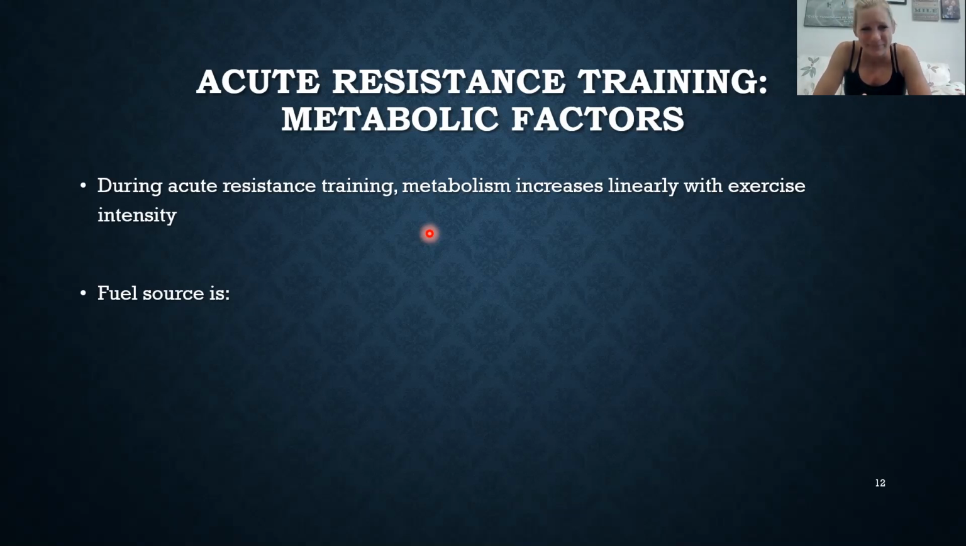So anyway, there is an increase in overall caloric expenditure with an increase in intensity, just like what we would see with aerobic exercise. One major difference that we see with resistance exercise is our fuel source is exclusively carbohydrates. We're absolutely relying on carbohydrates as our fuel source during acute resistance training because we're using those top 2 energy systems that we've talked about in this class: the ATP phosphocreatine system and the anaerobic glycolytic system. So we're utilizing those particular systems, which means that we are exclusively relying on carbs.